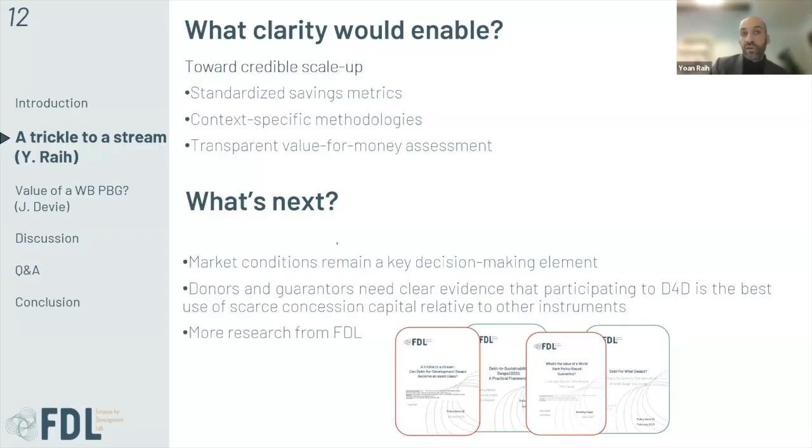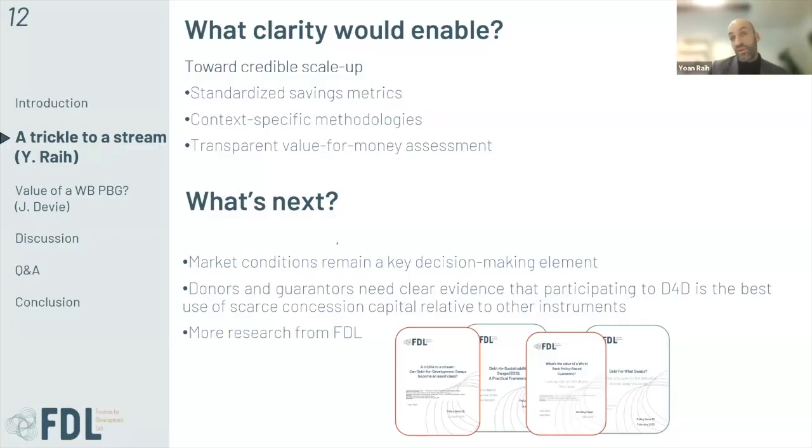But there are also a few institutional aspects that will need some more research. And at the FDL, we are trying to put the resources for that. Those aspects concern the donors and guarantors. Do they have sufficient resources to allocate to debt for development swaps against other solutions? Should they do more a loan or a guarantee? That's this arbitrage assessment that we'll try to put some resources on.